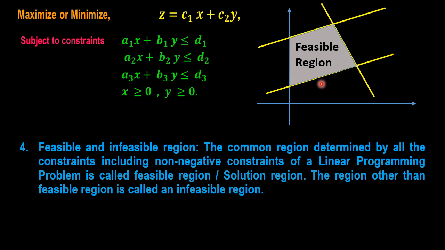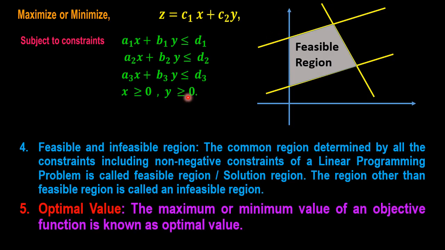The common region determined by all the constraints, including the non-negative constraints of a linear programming problem, is called a feasible region. So here, the portion which is shaded is the feasible region. And the region other than the feasible region is called the infeasible region. So everything outside this feasible region, we call it the infeasible region.